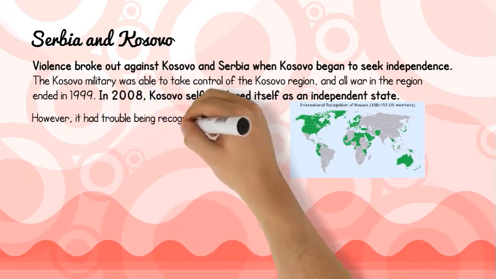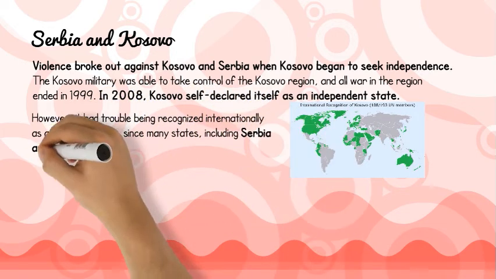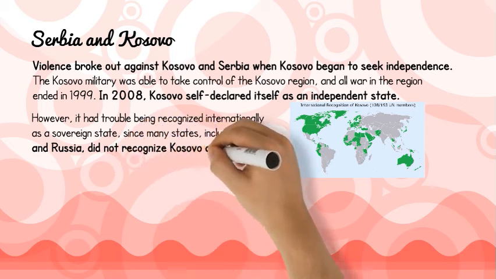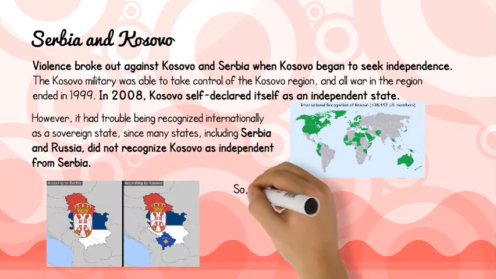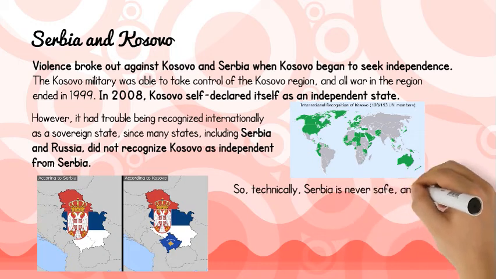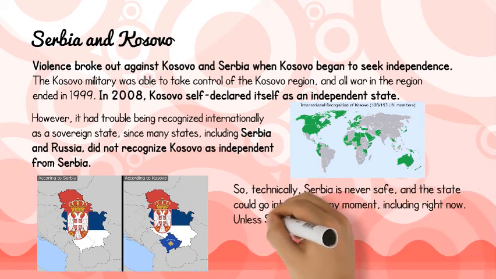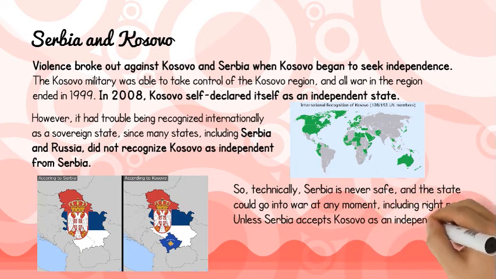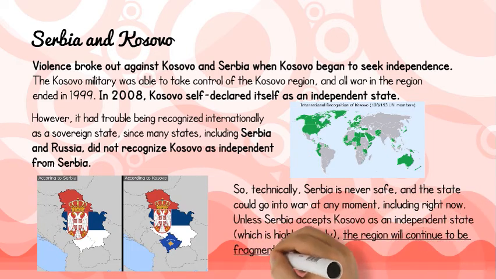However, it had trouble being recognized internationally as a sovereign state, since many states, including Serbia and Russia, did not recognize Kosovo as independent from Serbia. So technically, Serbia is never safe, and the state could go into war at any moment, including right now. Unless Serbia accepts Kosovo as an independent state, which is highly unlikely, the region will continue to be fragmented and divided by ethnocentrism.